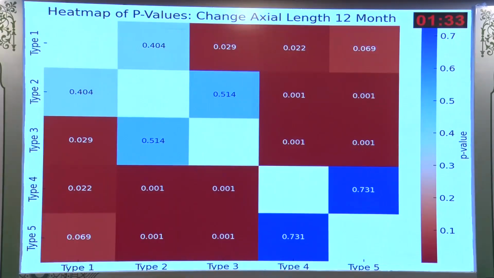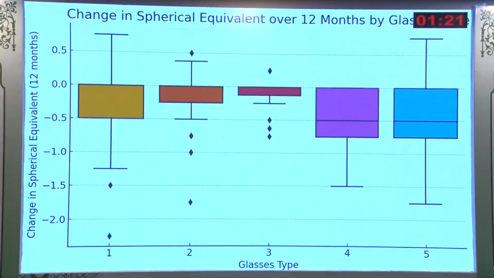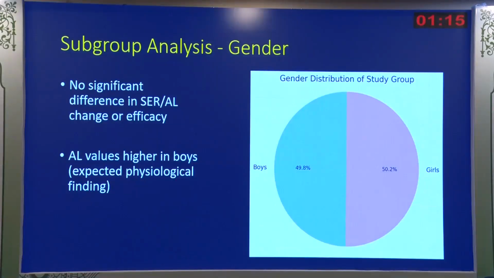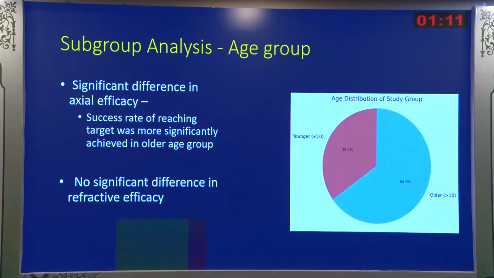When we do a pairwise comparison, we see that there is no statistically significant difference between types 1, 2, and 3. But all of them fared much better than type 4 and 5 glass, so we are not recommending them anymore. The box plot also shows that the variation is the least with the type 3 glass, followed by type 2 and 1. There was no main difference between boys and girls, so they worked well for both.